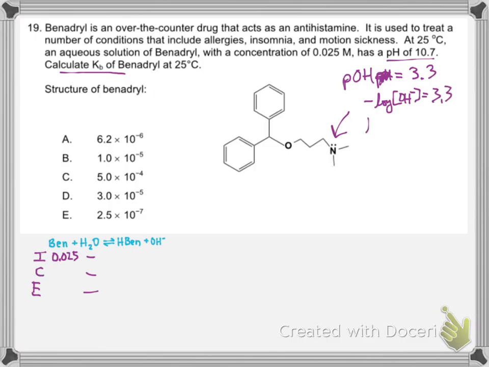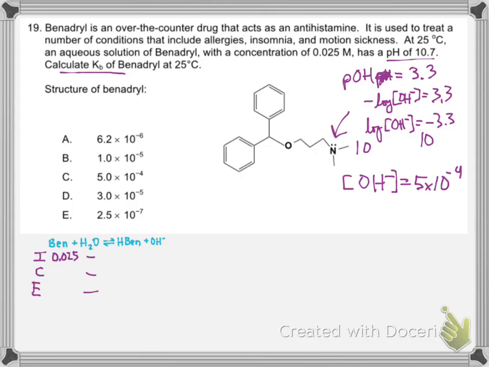So we'll move that negative sign over to the other side. Log of hydroxide equals negative 3.3. And we'll do 10 to both powers. And let's see what we get. The hydroxide concentration equals 5 times 10 to the negative fourth. Cool. Now we have everything we need to solve for Kb.